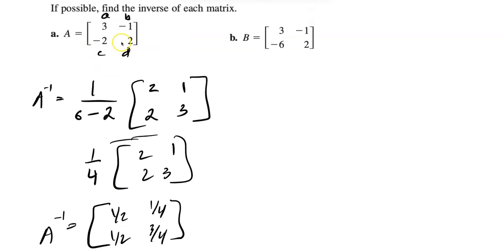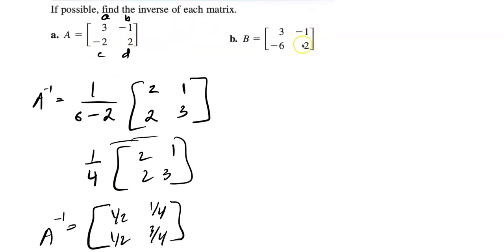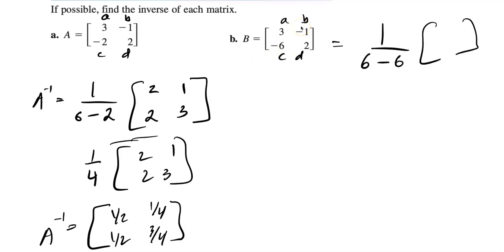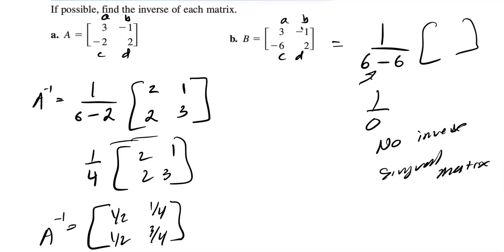Again, we can multiply them and check it. This one here, right, A, B, C, D. So downward diagonal 6 minus upward, which is also 6. Now I could do the rest, but I already know that's a 0, right? And you cannot divide by 0. So this is called a singular matrix. So no inverse. Singular matrix. All you have to write is no inverse. So there we go with that.